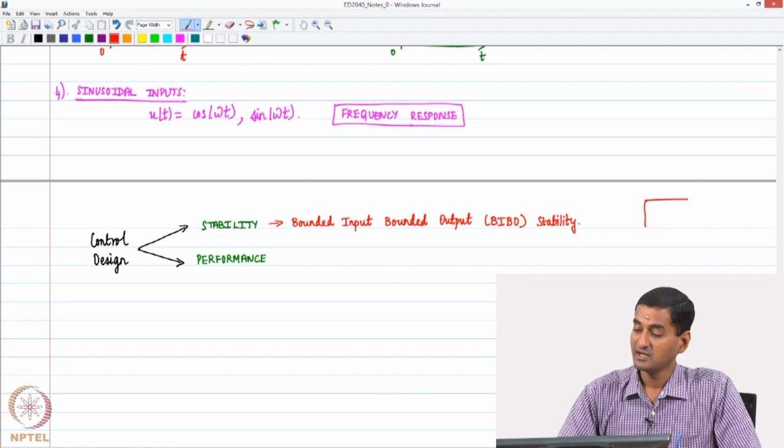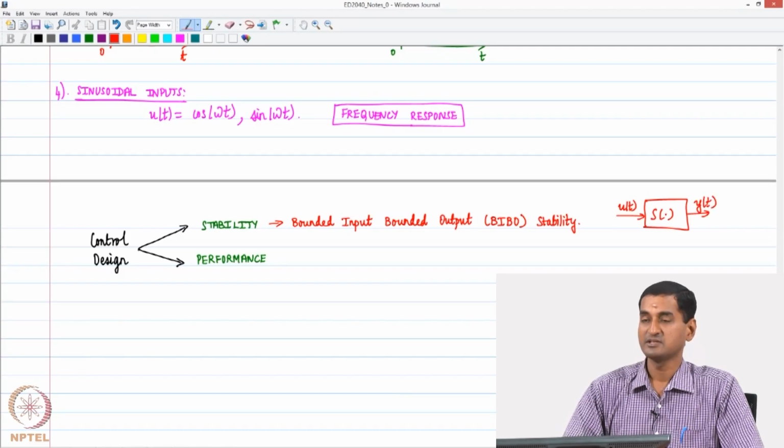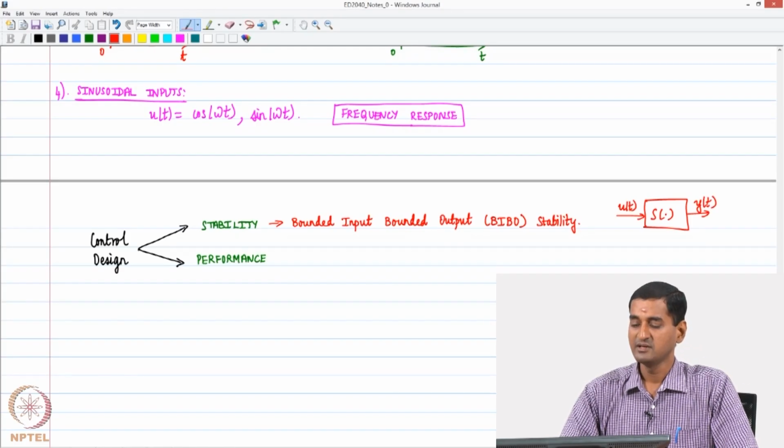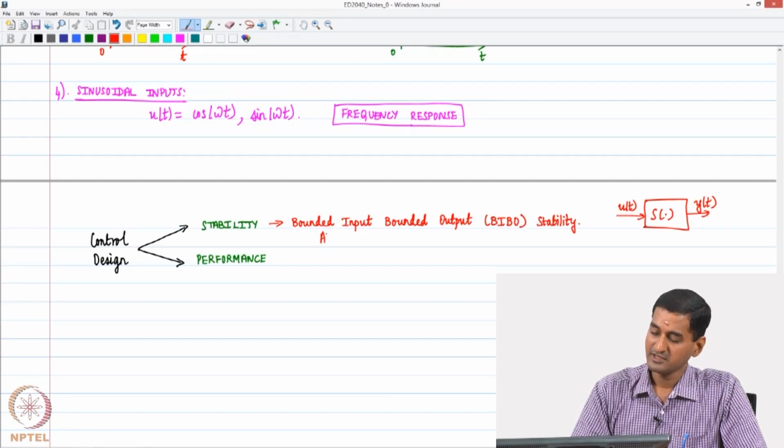Please note that our visualization of a system is an entity to which we provide an input u of t and we get an output y of t. What bounded input, bounded output stability says is that if I provide any bounded input to the system, the corresponding output should be bounded in magnitude for all time. That is the notion of bounded input, bounded output stability. Let me write down the definition.